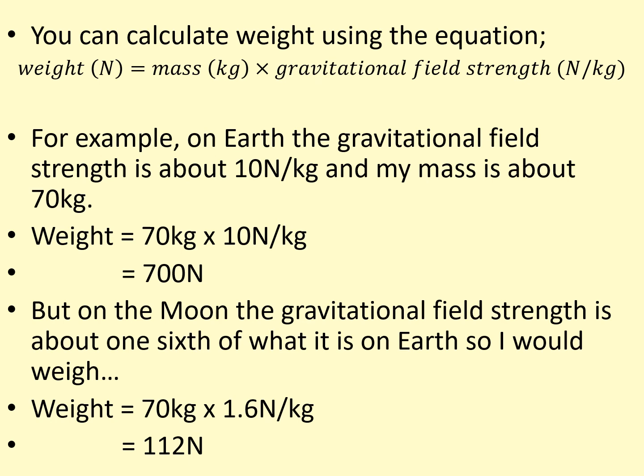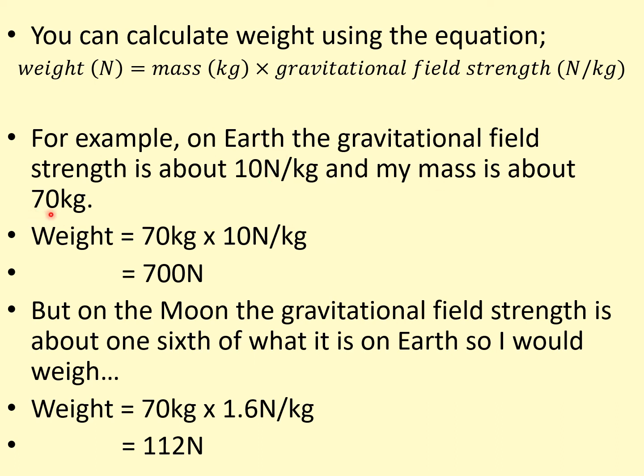You can calculate weight using this equation. Weight measured in newtons is equal to mass measured in kilograms times by the gravitational field strength, and the units for that are newtons per kilogram. So for example, on Earth the gravitational field strength is about 10 newtons per kilogram. You might see slightly different numbers like 9.8 newtons per kilogram. Use whatever number they give you in the question. If they don't give you a number, use 10.